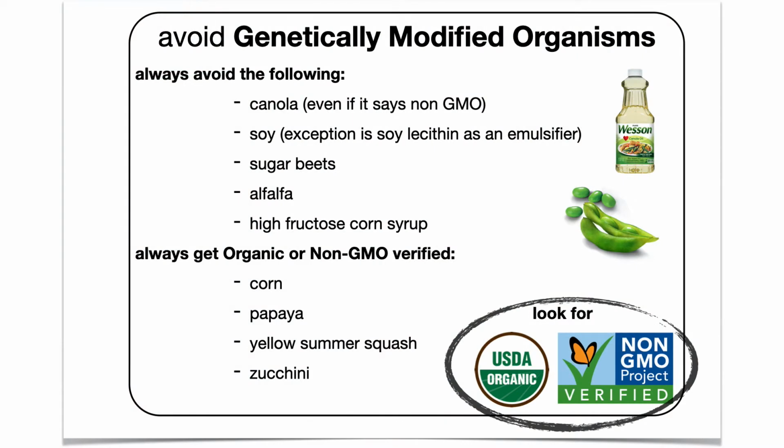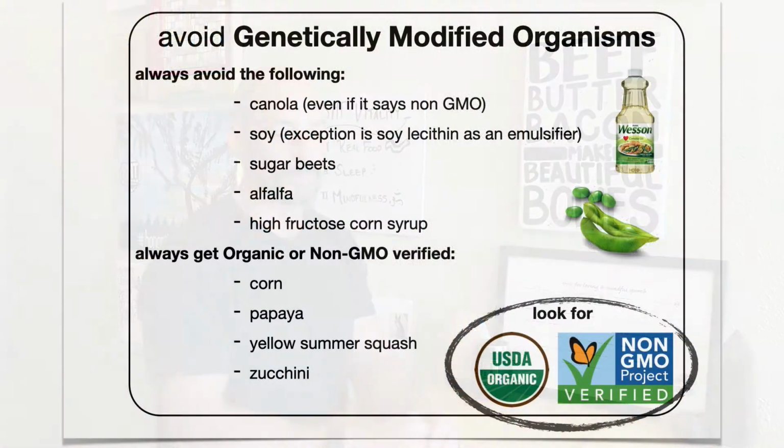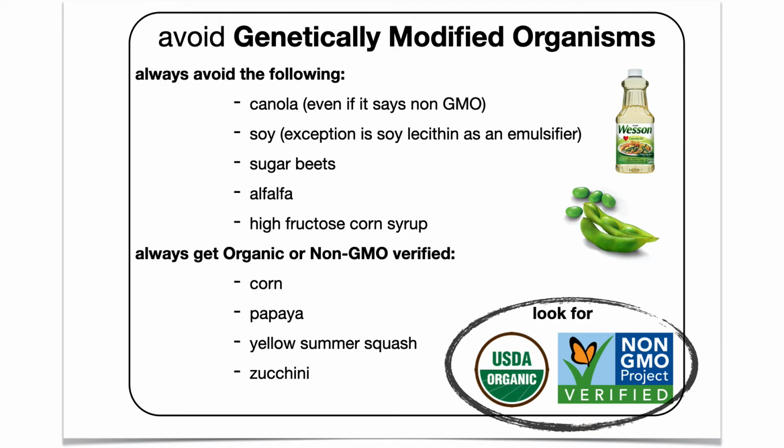And then finally, we want to make sure that we're avoiding genetically modified ingredients. All right, so we're always avoiding canola, even if it's listed as non-GMO, because it's just a toxic fat in general. We're almost always going to avoid soy unless we see something like soy lecithin as an emulsifier, which we think is perfectly fine in small amounts. And then we want to avoid sugar beets. Now, the only way you're going to notice something is made with sugar beets is if it has an ingredient labeled as sugar and it doesn't specifically say cane sugar or another specific sugar. So anything that just says sugar is almost guaranteed GMO sugar beets. And then we always avoid alfalfa and high fructose corn syrup.